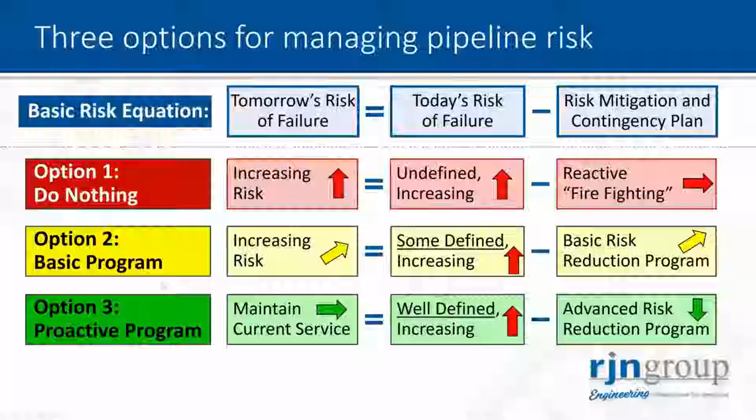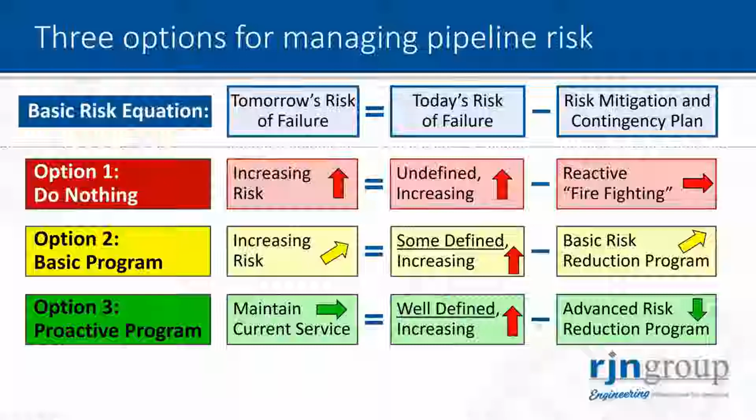But lastly, this is where we see a lot of utilities moving, which is option 3, which is a proactive program to at least maintain their current level of service for their customers in terms of main breaks and maintaining good water quality and fire flow. So even though their risk of pipe failure may be increasing today, they do have a well-defined risk profile and understand where they need to focus for their advanced risk reduction program through risk mitigation and contingency planning.